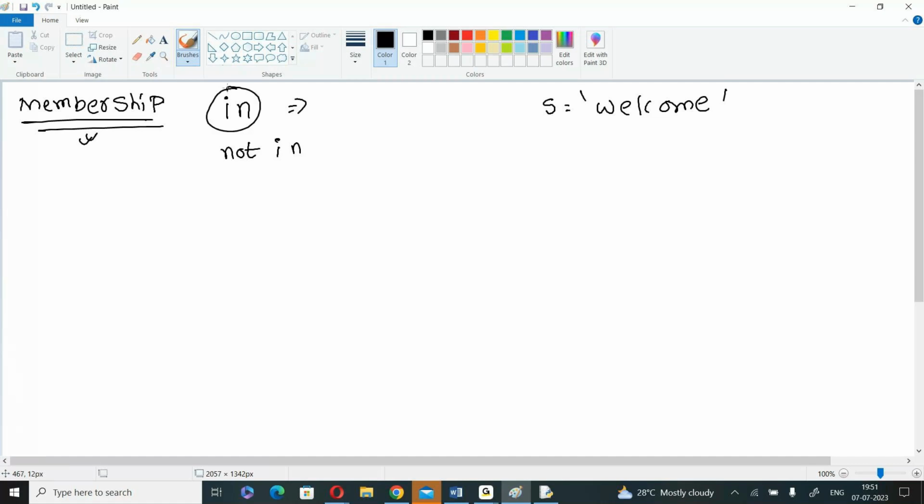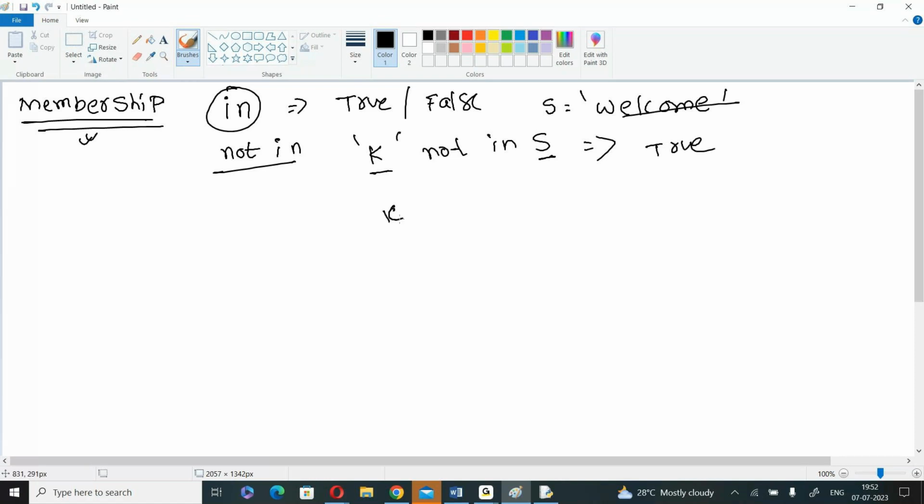In means, if your required letter is available, the output is true. If it is not available, false. If your letter is a member, the answer is true. Not a member, the answer is false. Not in means, for example, K not in S. What is the answer? Yes, K is not present in S. The answer is true. C not in S. What is the answer? The answer is false. Why? Actually, C is present.